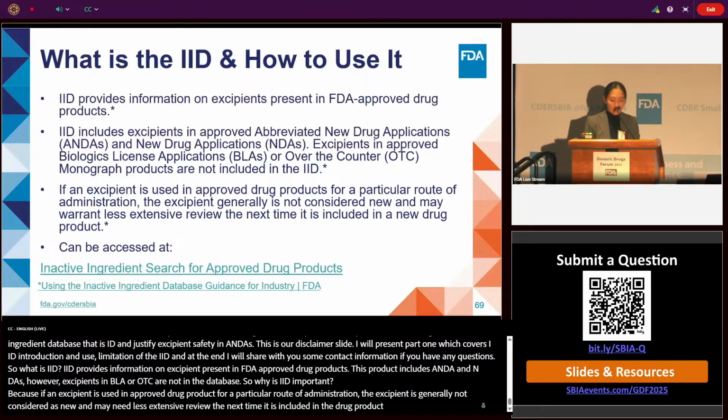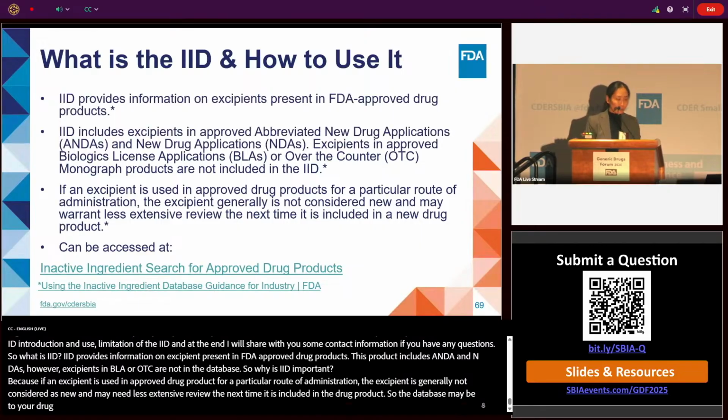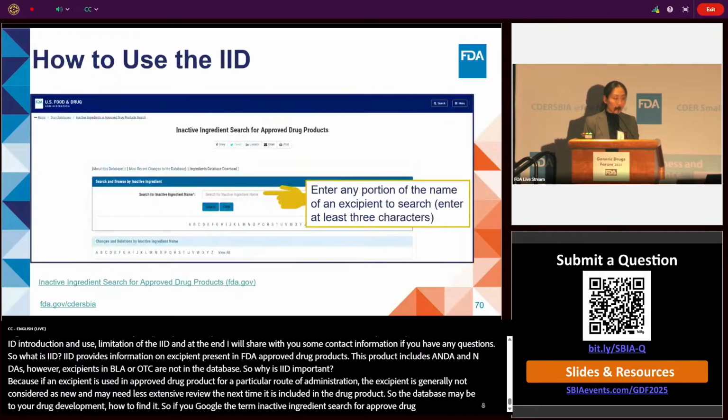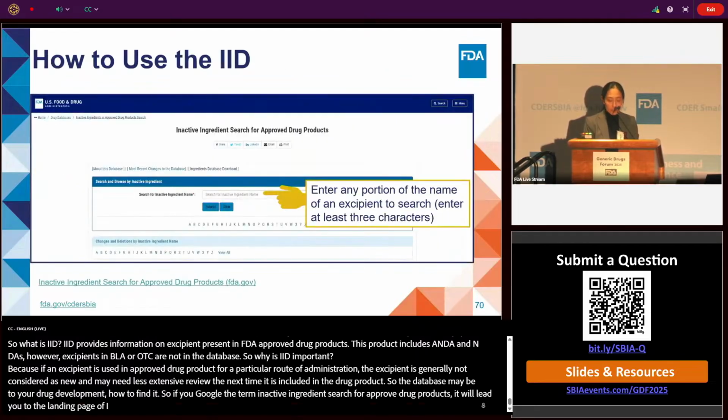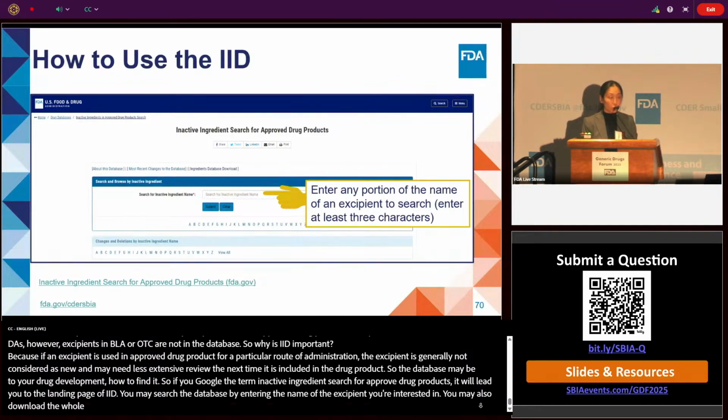So the database may be helpful to your drug development. How to find it? If you Google the term "inactive ingredient search for approved drug products," it will lead you to the landing page of IID. You may search the database by entering the name of the excipient that you are interested in. You may also download the whole database as an Excel file. But let me use the web version as an example.